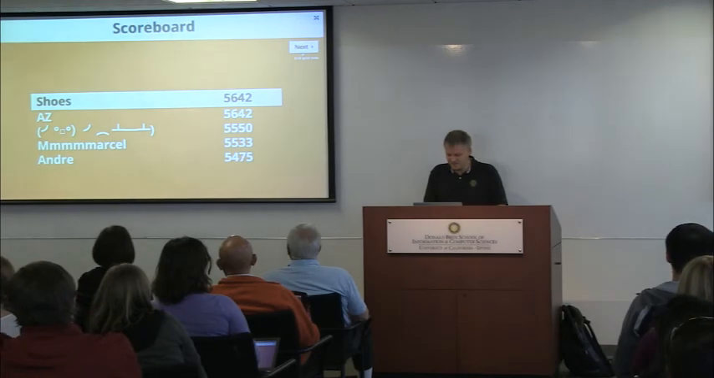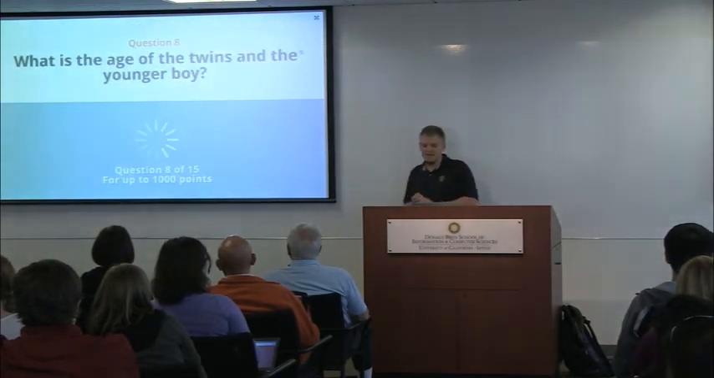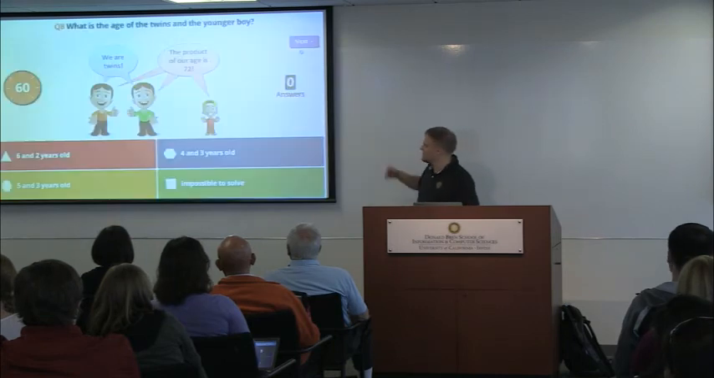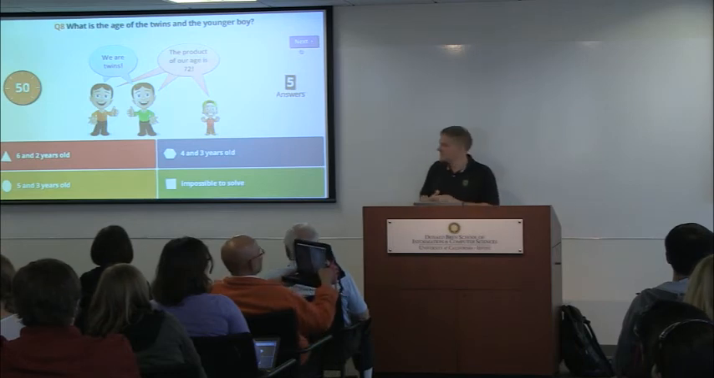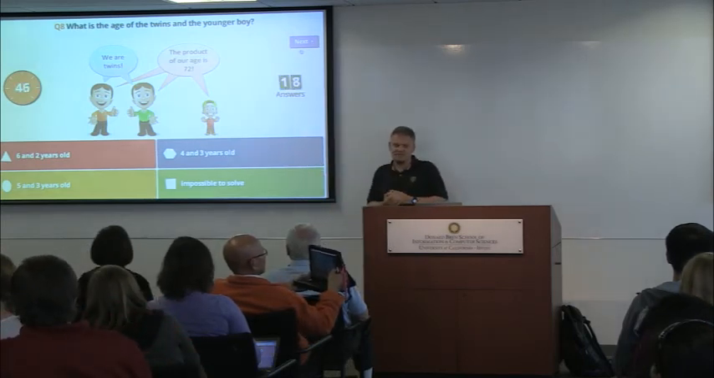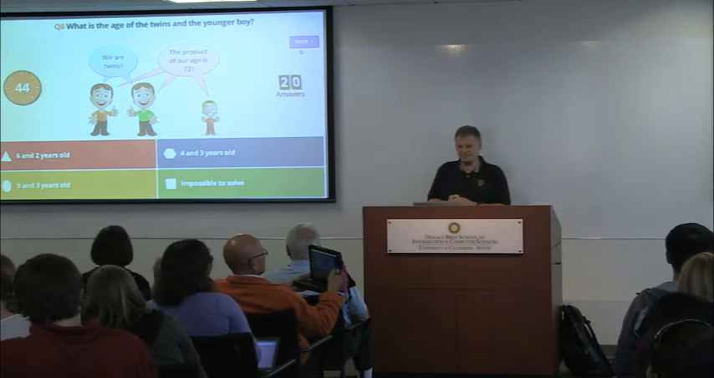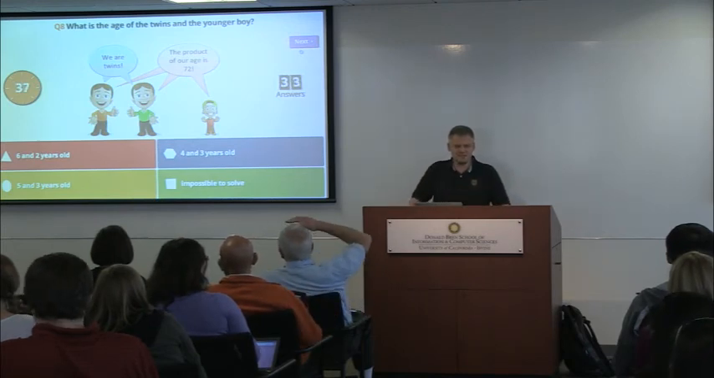Okay, shoes still in the lead. What is the age of the twins and the younger boy? It's a logical puzzle. We are twins, the product of our age is 72. So now we have more time and can hear the music, it's more relaxing. So you don't have to stress that much.